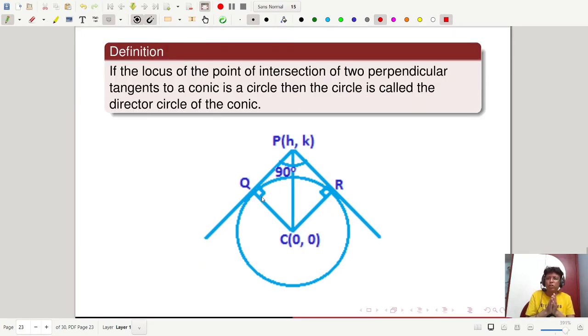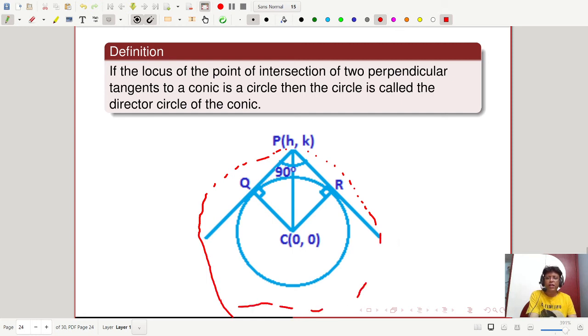Then the circle is called the director circle of the conic. So if you find the locus of the point of intersection of two perpendicular tangents, look at that. You have two perpendicular tangents. The tangents are perpendicular, so their point of intersection is P. If this point moves in such a way that it forms a circle, then that circle is called the director circle.